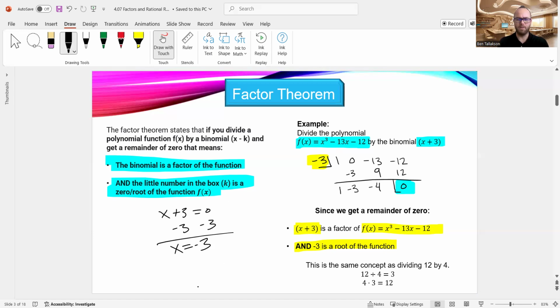And to help this make even more sense, this is the same concept as dividing 12 by 4. If you take 12 and divide it by 4, you would say, oh yeah, 4 goes in 3 times, you get a remainder of 0. So 4 and 3 are factors of 12, right? 4 times 3 is 12. Same idea.